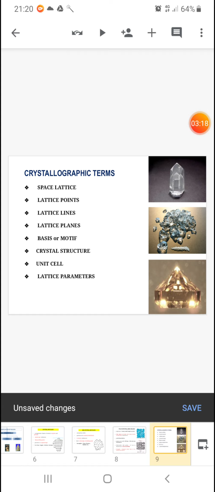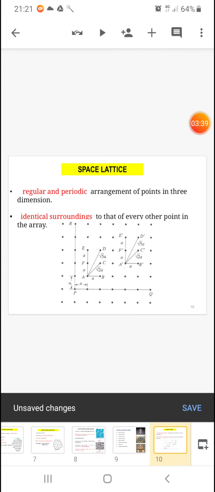Now we have to see the crystallographic terms. In crystallographic terms, the points are space lattice, lattice points, lattice lines, lattice planes, basis or motif, crystal structure, unit cell, and lattice parameters. First of all, we have to see space lattice. The regular and periodic arrangement of points in three dimensions, where every point has identical surroundings to that of every other point in the array, is called the space lattice.